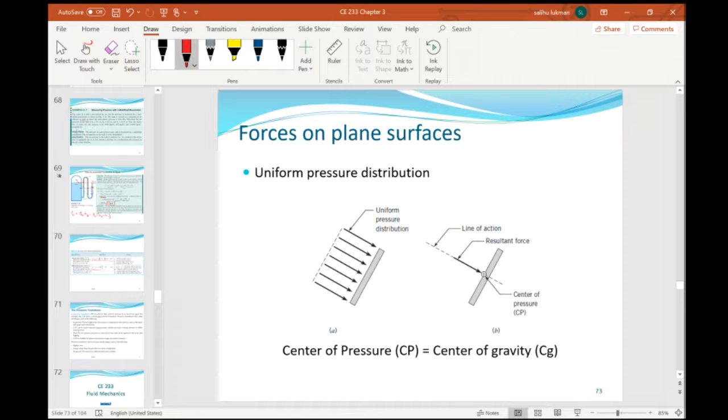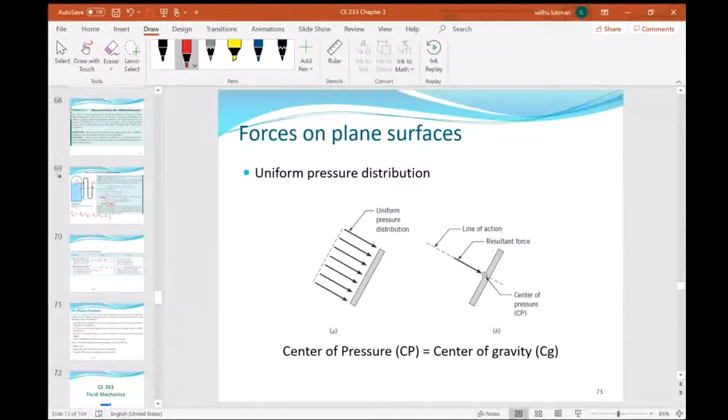Now we look at forces on plane surfaces. We mentioned that pressure is simply the compressive force acting per unit area. So here we'll look at the pressure of fluids on plane surfaces and make some derivations and some computations here and there. So, forces on plane surfaces.